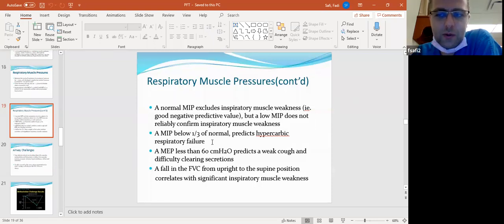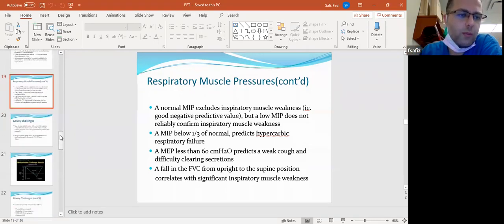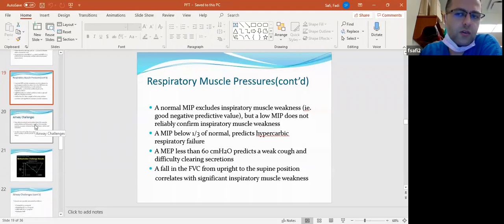And if their maximum expiratory pressure is low, this means that they have a weak cough. So the inspiratory pressure tells you if you have good muscles of inspiration, which are the intercostal muscles and the diaphragm function. The expiration will tell you about cough, because when you cough, you expire. So the MEP measures the strength of cough or the expiration. And that's how you measure in a stroke patient if they can clear their secretions or not.